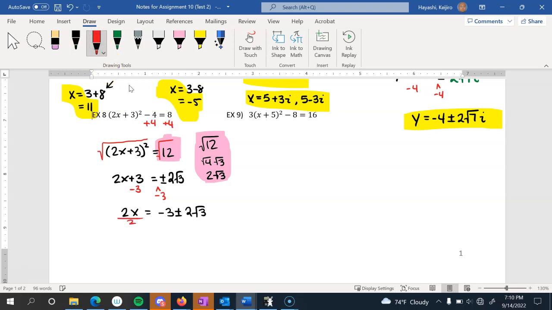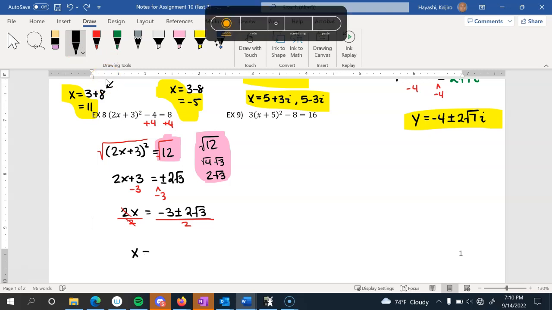And we'll divide by 2. And make sure to divide the whole right side by 2. And that'll make it look like something that came out of the quadratic formula.